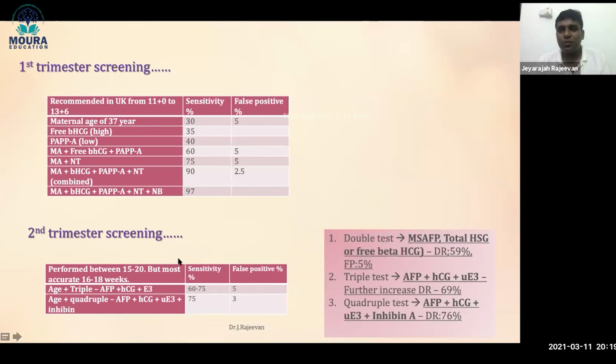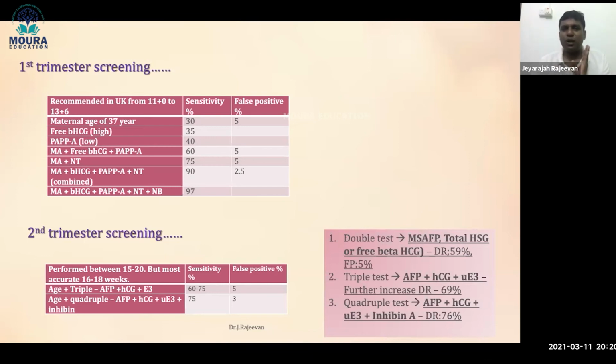This is an MCQ point. In Down syndrome, you can simply remember, HI is high: HCG and inhibin will be high. Estrogen and alpha fetoprotein will be low. HCG, inhibin high. Estrogen and alpha fetoprotein will be low. So this is an MCQ point.